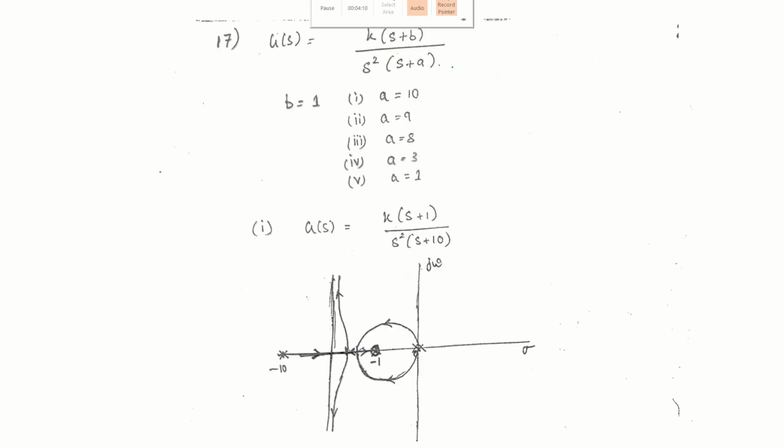Okay, it is just a study. B and A are given. A equal to 10, A equal to 9, A equal to 8, A equal to 3, A equal to 1, keeping B equal to 1. You go on drawing the root locus and you can make comments based on that.